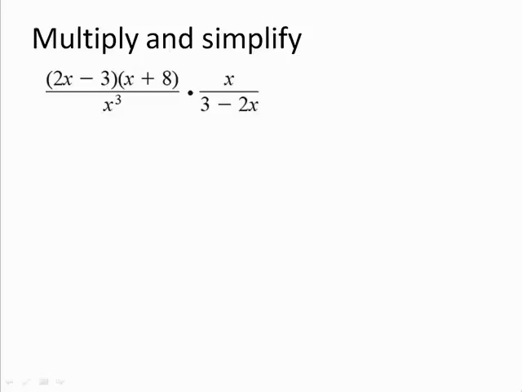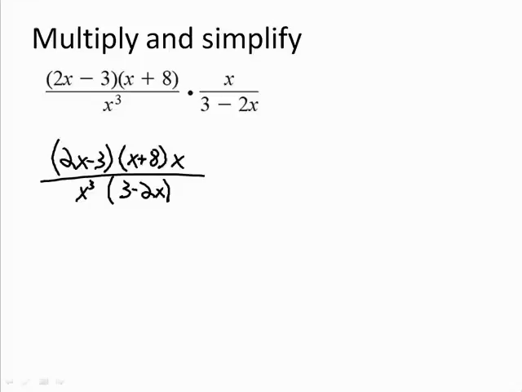Multiply and simplify. The quantity 2x minus 3 times the quantity x plus 8 divided by x cubed, times x divided by 3 minus 2x. Multiply the numerators and denominators. The quantity 2x minus 3 times the quantity x plus 8 times x divided by x cubed times the quantity 3 minus 2x.